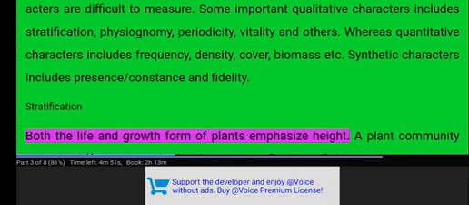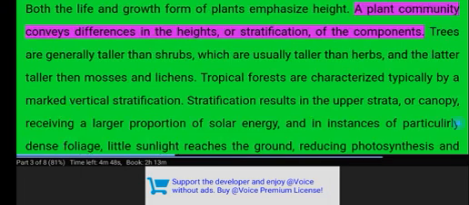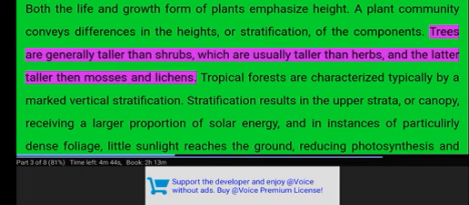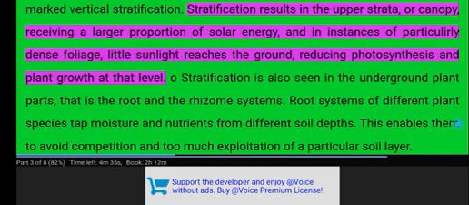Stratification. Both the life and growth form of plants emphasize height. A plant community conveys differences in the heights, or stratification, of the components. Trees are generally taller than shrubs, which are usually taller than herbs, and the latter taller than mosses and lichens. Tropical forests are characterized typically by a marked vertical stratification. Stratification results in the upper strata, or canopy, receiving a larger proportion of solar energy, and in instances of particularly dense foliage, little sunlight reaches the ground, reducing photosynthesis and plant growth at that level.